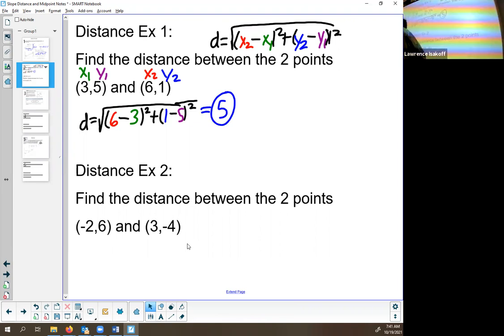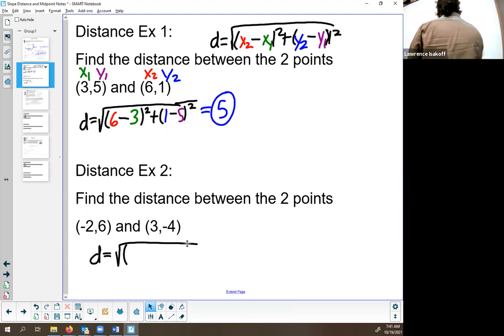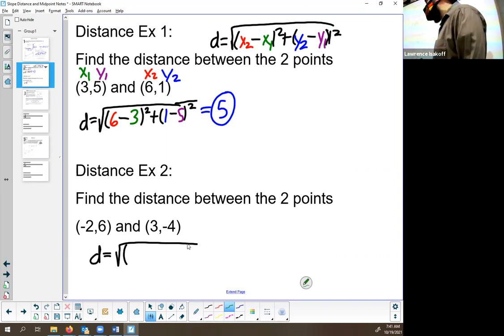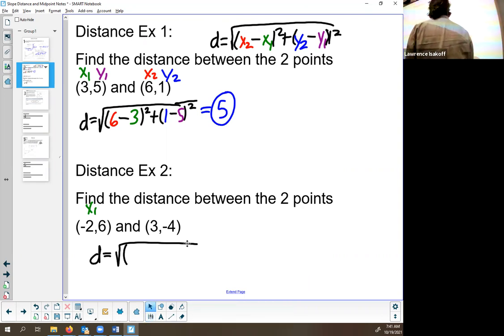So let's get started with this one. Distance is equal to the square root. Oh, wait, I did not write. Let's start. What's my X1 value here? It's going to be -2. Now I have my Y1 right behind it.